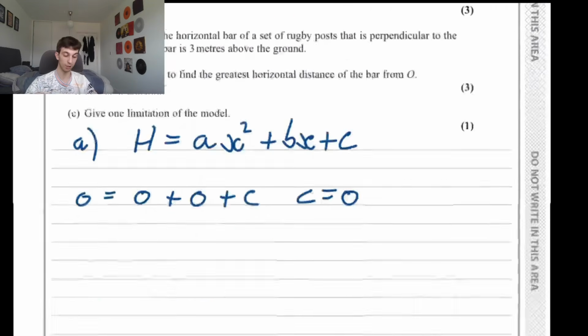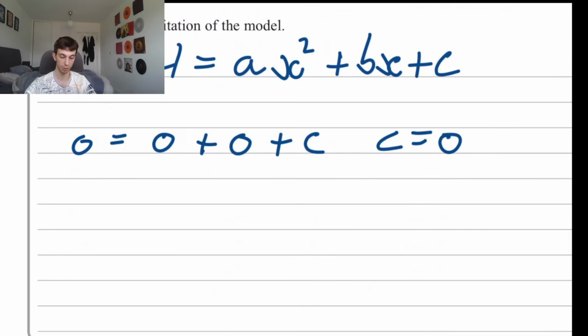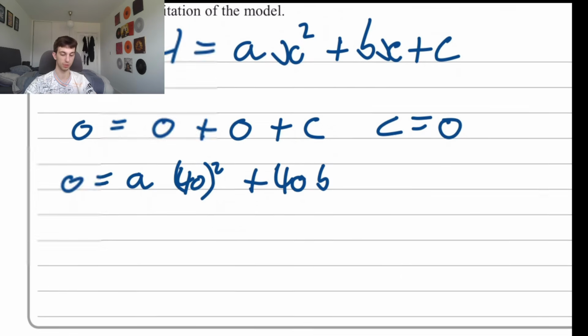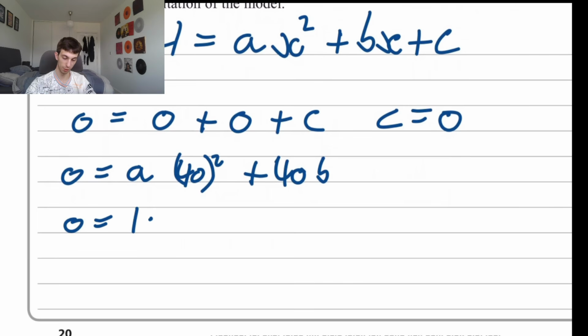Let's plug in 40, 0. So when x equals 40, h equals 0. So we have 0 equals a times 40 squared plus 40b. And then we can ignore the c because we know it equals 0. So we have that 0 equals 40 squared is 1,600. So that's 1,600a plus 40b.